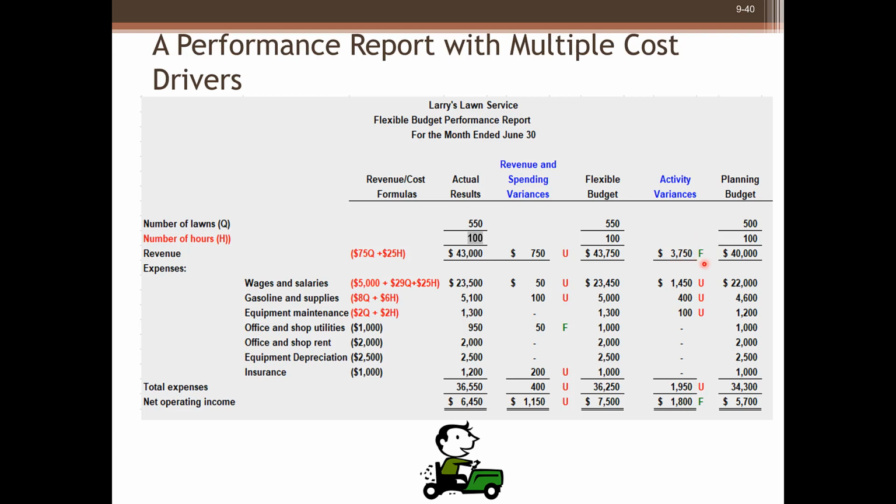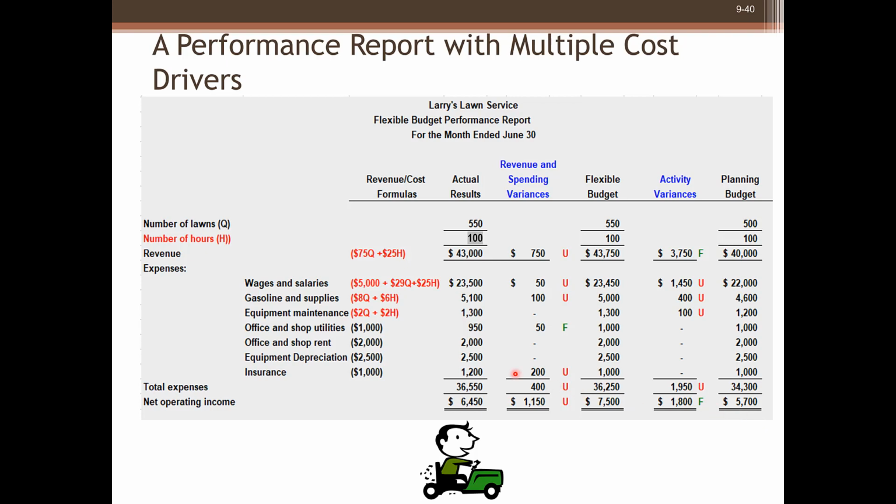activity variance for revenue is favorable. Activity variances for variable expenses are unfavorable. No difference for fixed expenses. The overall net operating income reported on flexible budget is greater than that reported on planning budget.